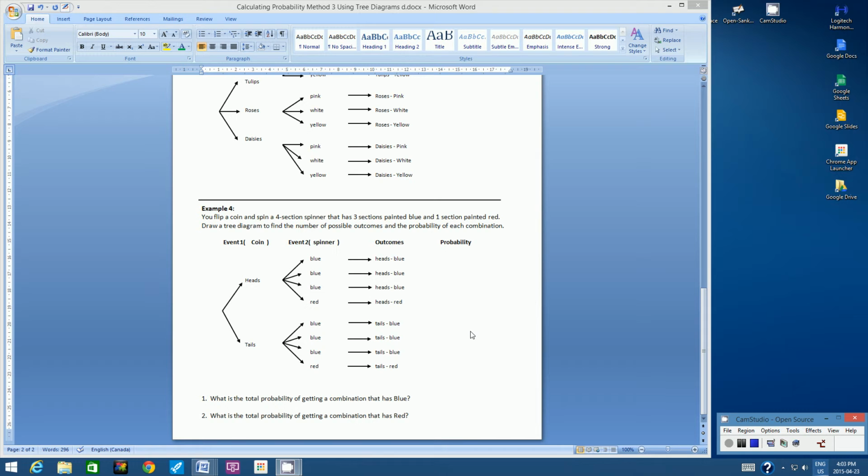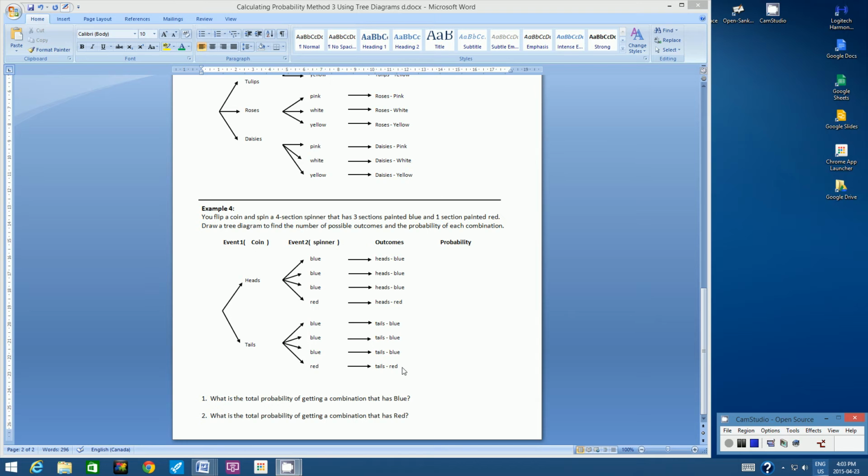So let's check your tree with mine. I got heads blue, heads blue, heads blue, and then heads red. Be careful about this one. Okay, remember there's that 1 combination that has red in it. Then in the lower half of the tree, I've got tails blue, tails blue, tails blue, and then tails red. Okay, so hopefully you got those correct outcomes listed.